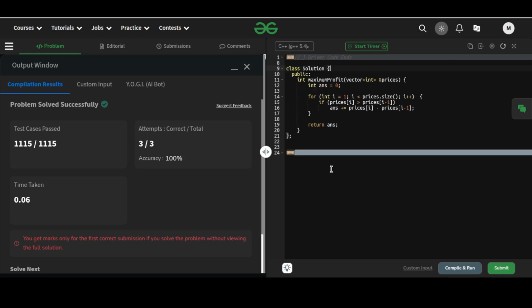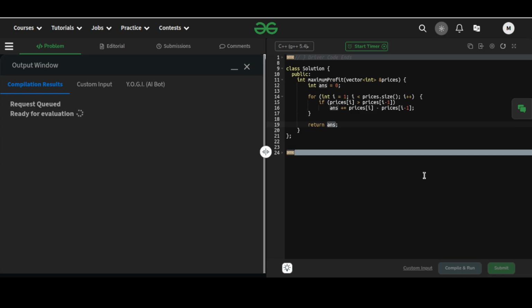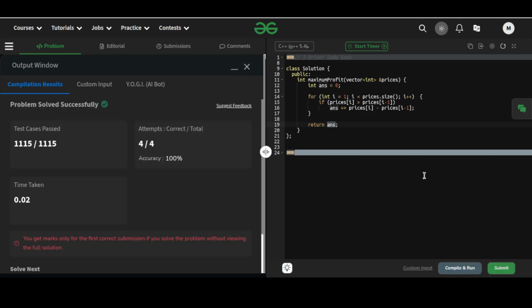Now let us look at the C++ implementation. So the C++ implementation is also the same, folks. Answer equals to 0. Then we are iterating on prices. If we are in a position where we'll be able to make profit, we are adding that profit to our total profit. And towards the end, we are returning total profit. So that's the C++ implementation, folks. Now let us submit our solution. So our C++ implementation also got accepted.